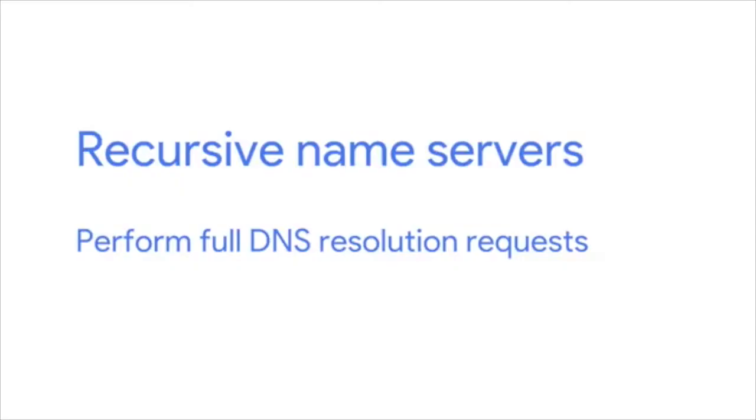Most caching name servers are also recursive name servers. Recursive name servers are ones that perform full DNS resolution requests. In most cases, your local name server will perform the duties of both, but it's definitely possible for a name server to be either just caching or just recursive. Let's introduce an example to better explain how this works.